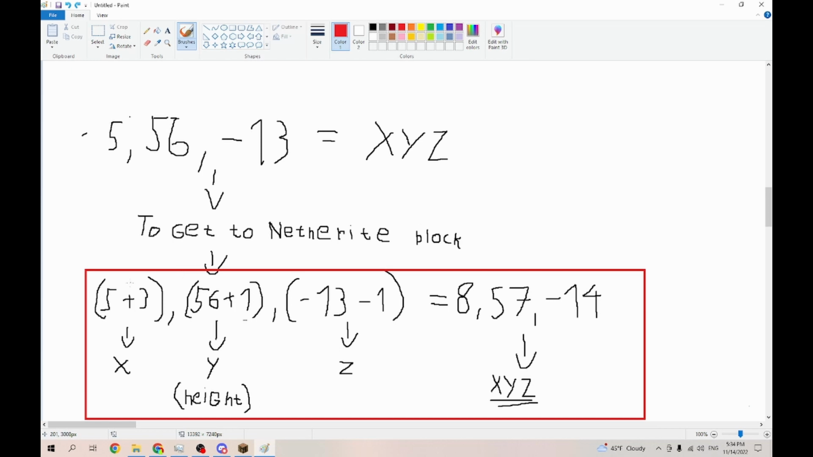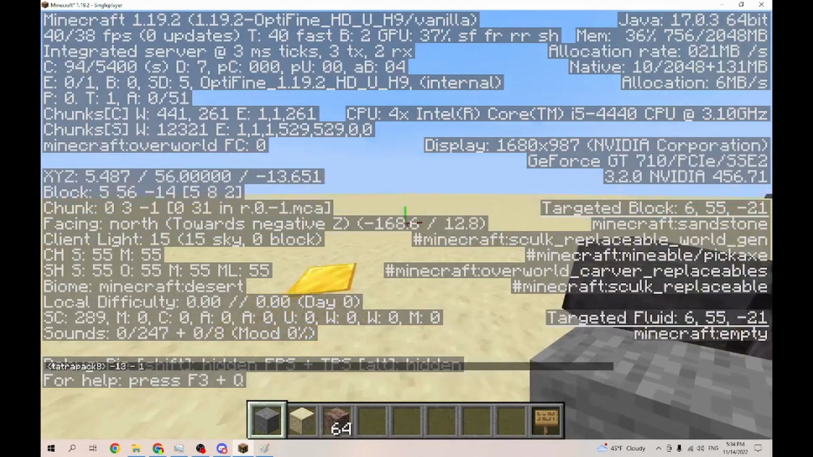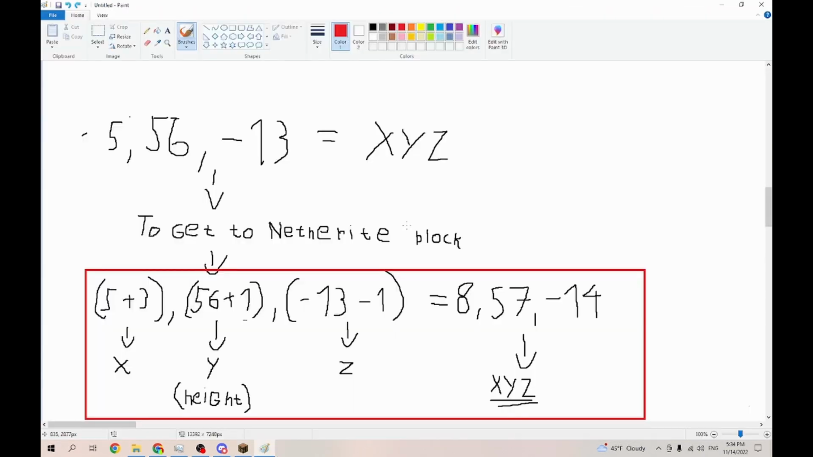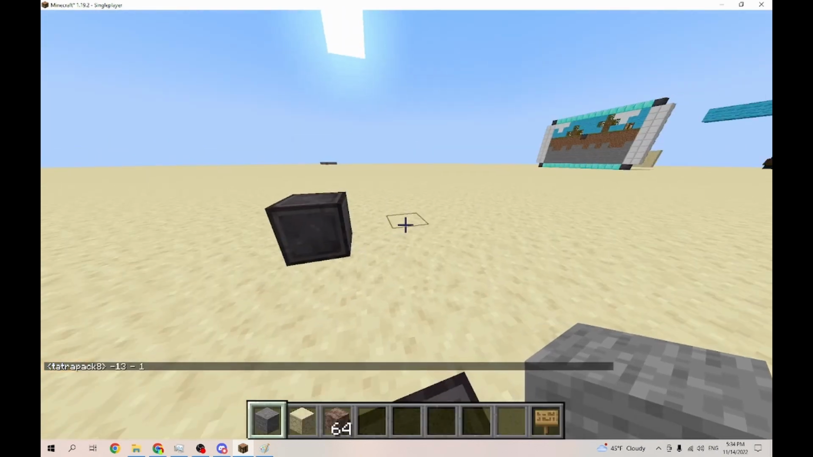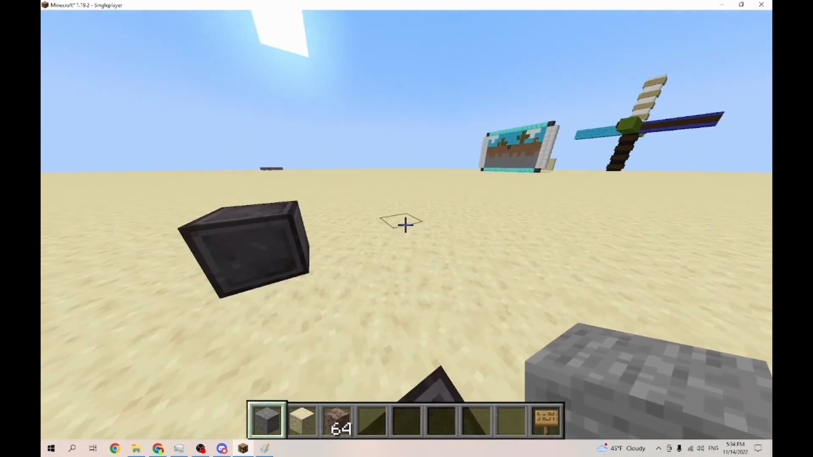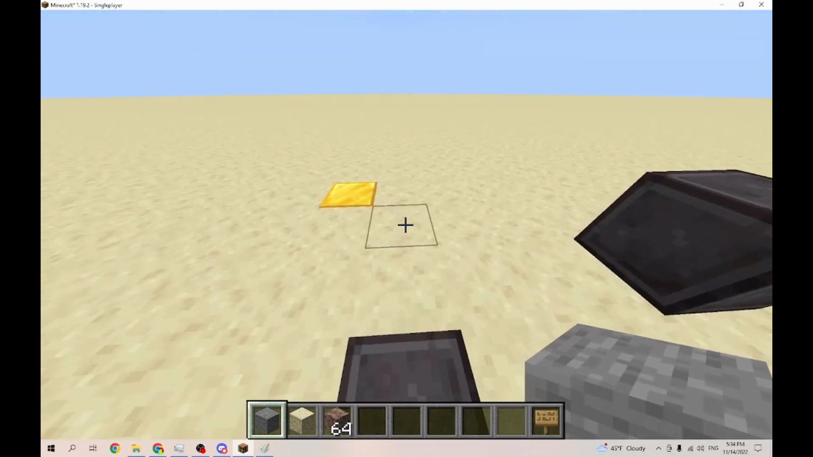So if we put all that in, our starting x coordinate is 5, and we're moving 3 blocks, and it's positive, so we got 8 right here. 56 plus 1, that's the y coordinate, that's the height, that's 57, and minus 13 minus 1, so we get minus 14. Now that I've given a very detailed explanation of this, because you really need to understand this: almost every command ever uses coordinates, so you really need to get a deep understanding of this already in your bones.